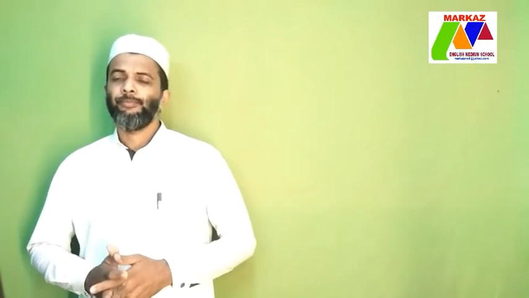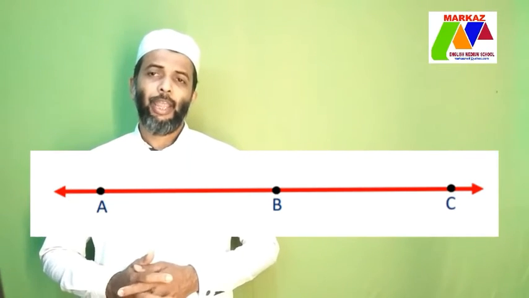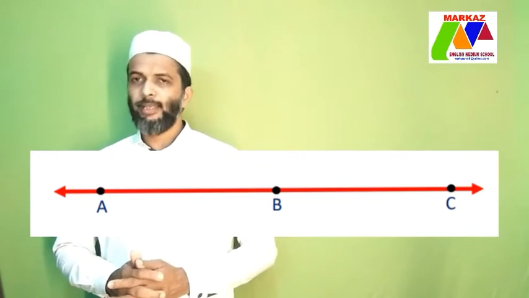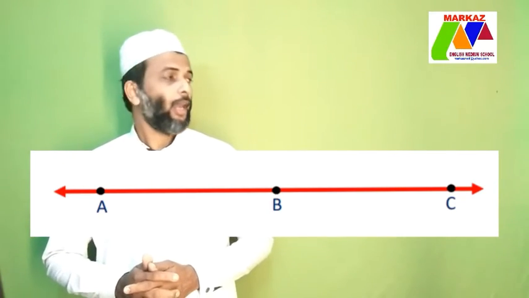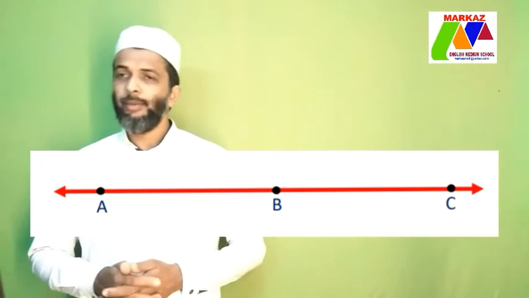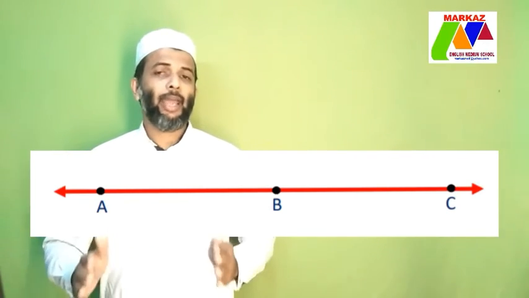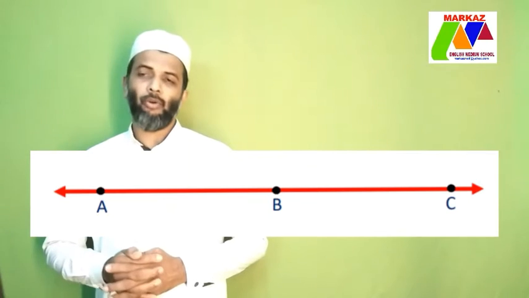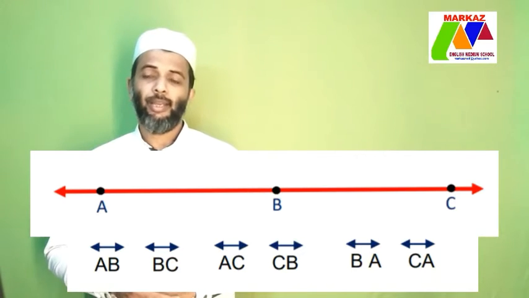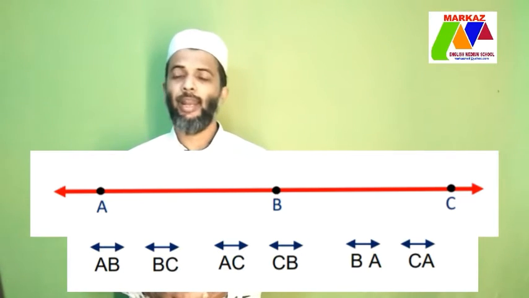Look at this line. Draw this line in your notebook. Any 2 points on a line can be used to name it, such as line AB, line BC, line AC, line CB, line BA, and line CA. Here, to write this line name in symbolic model, write down the line's name: line AB, line BC, line AC, line CB, line BA, and line CA.